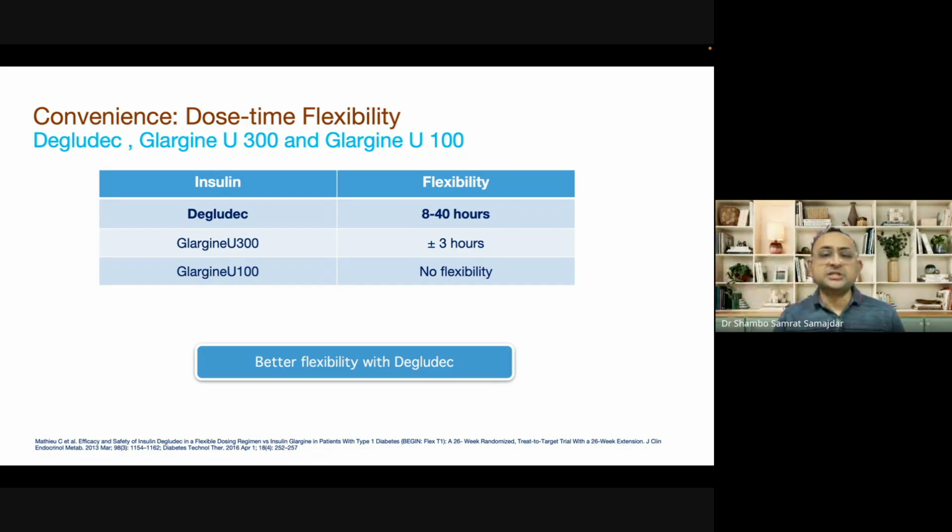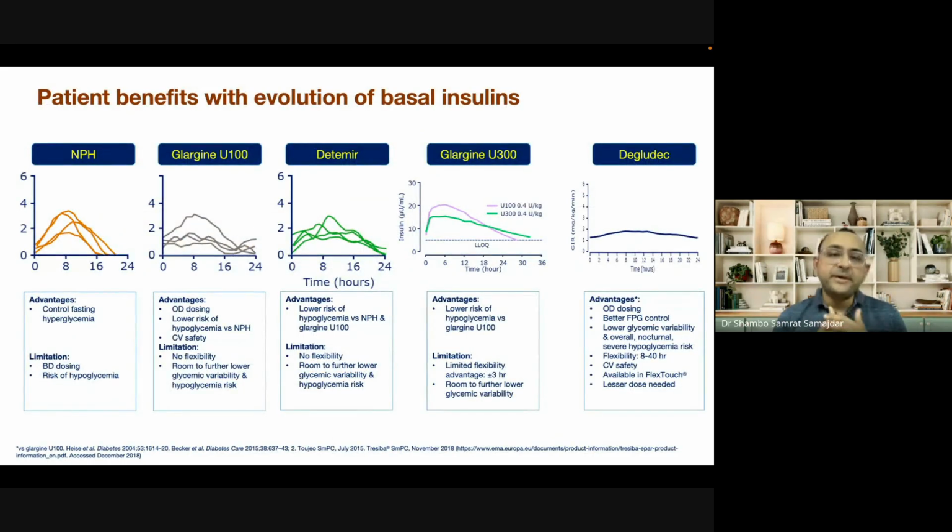Because we had mentioned it is 42 hours acting, the flexibility is also 8 to 40 hours. So it is not that I have to keep it every day at 10 p.m. For glargine U100, we need to give it at a specific time point every day, so there is no flexibility. For U300, we could have a plus minus 3-hour window. But for degludec, the flexibility is more. So patient benefit, obviously, was there.